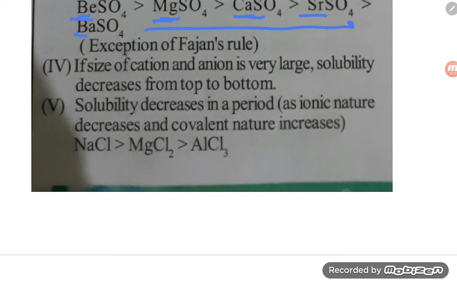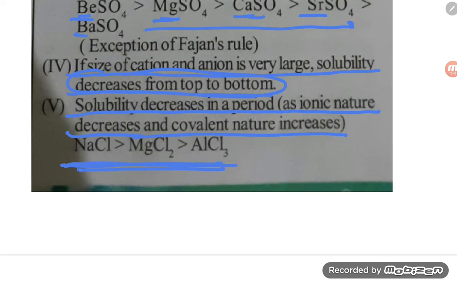Next, if the size of cation and anion are very large, solubility decreases from top to bottom. So large size of the cation and anion means solubility is less. Next, solubility decreases in a period as ionic nature decreases and covalent nature increases. So the solubility of ionic compounds in a period will be in decreasing order.